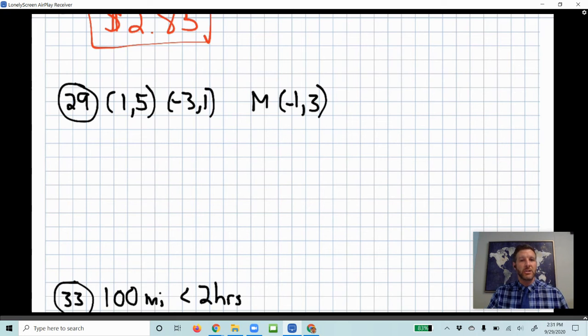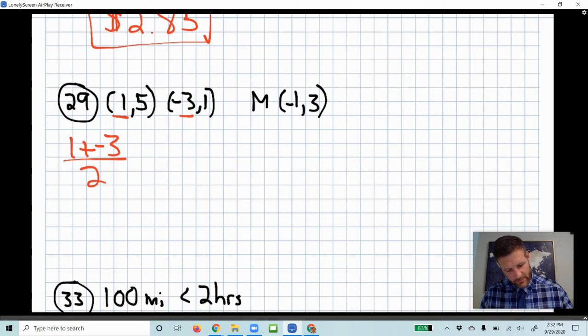is that a true biconditional? So there's two ways to look at this. First of all, let's see, is this in fact the midpoint? So it's a nice little chance for a midpoint review. And so we're going to add our x's and divide by 2. So we're going to say 1 plus -3 divided by 2. That is -2 divided by 2. That is -1.